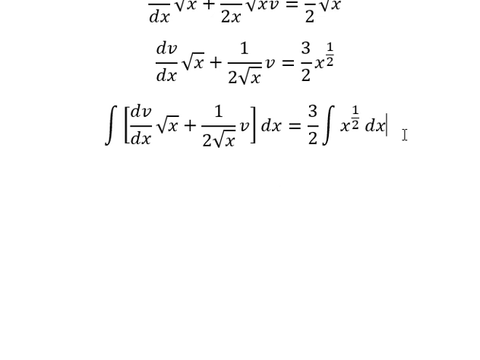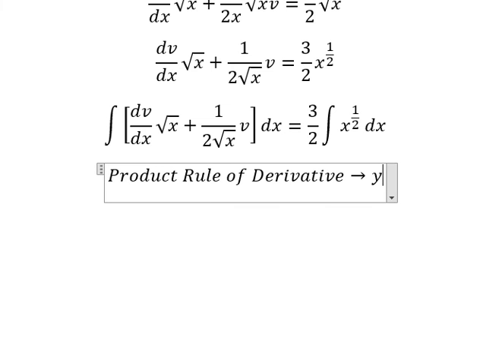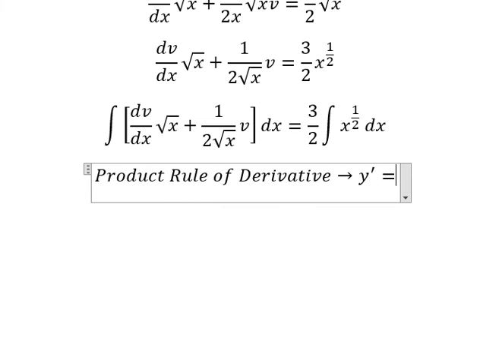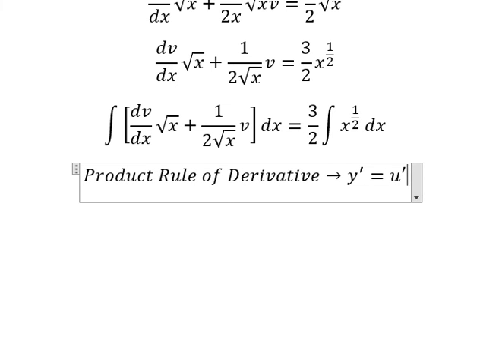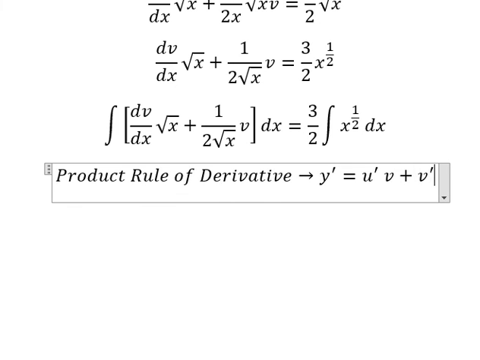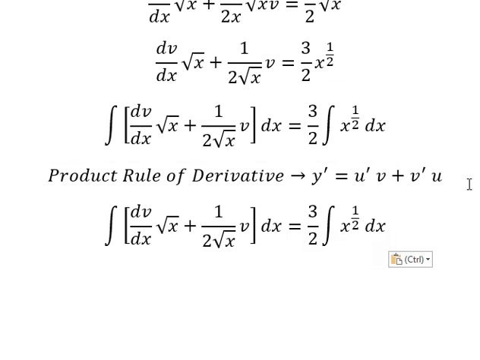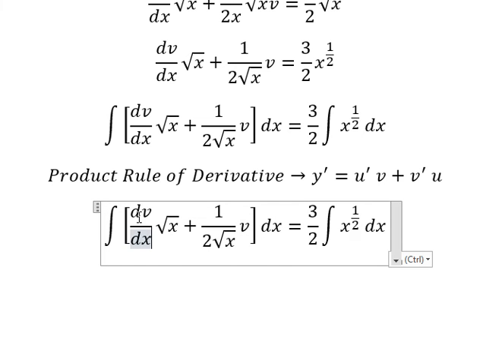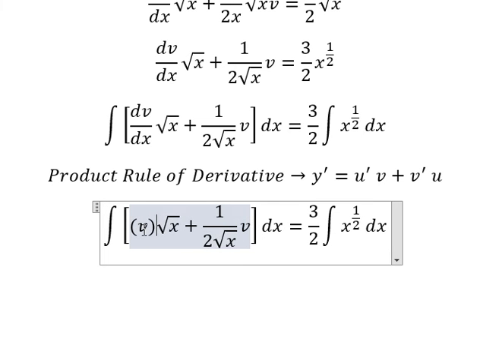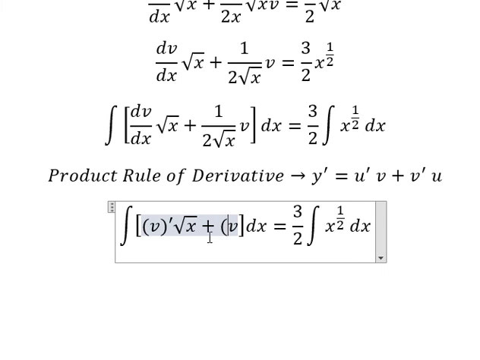For this one, we can apply the product rule of derivative. The first derivative of y is the first derivative of u multiplied by v plus the first derivative of v multiplied by u. This one is the first derivative of v. This one is the first derivative of the square root of s.